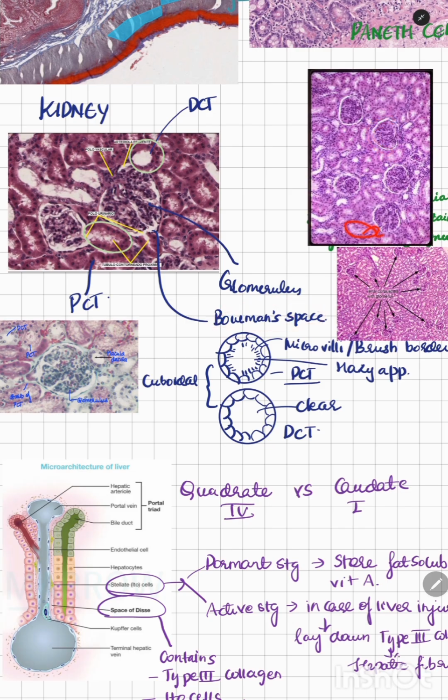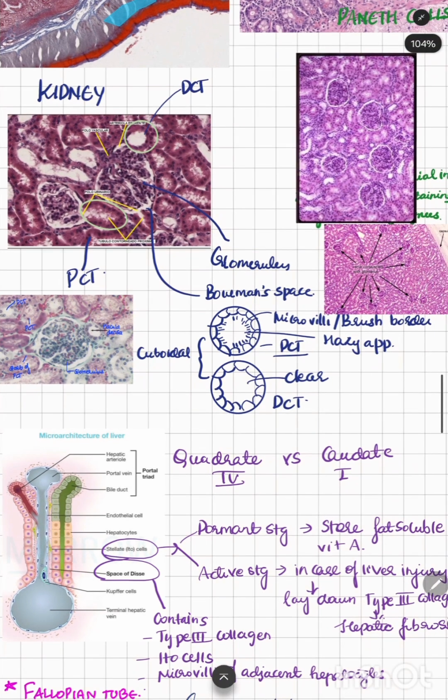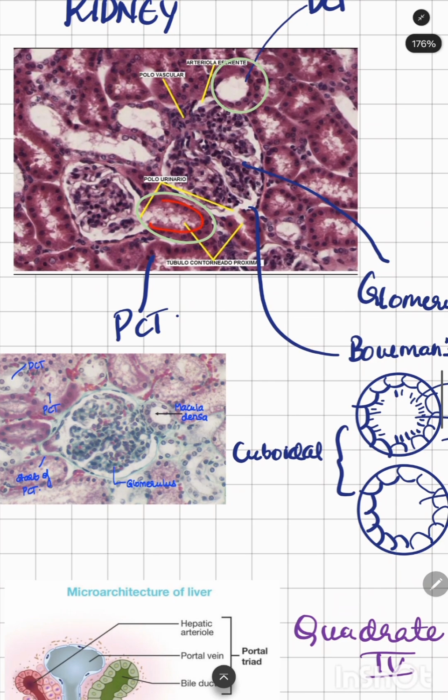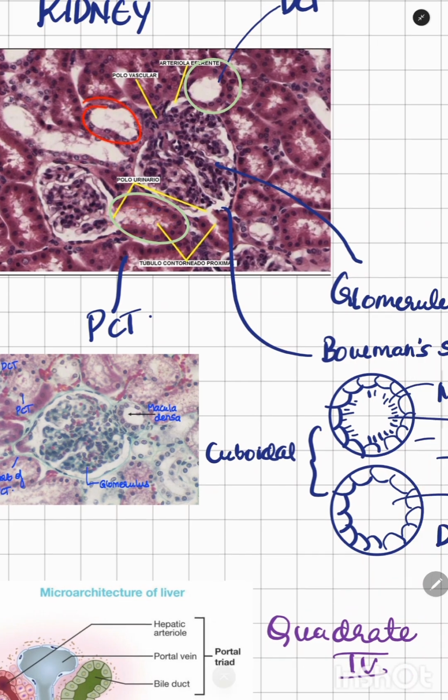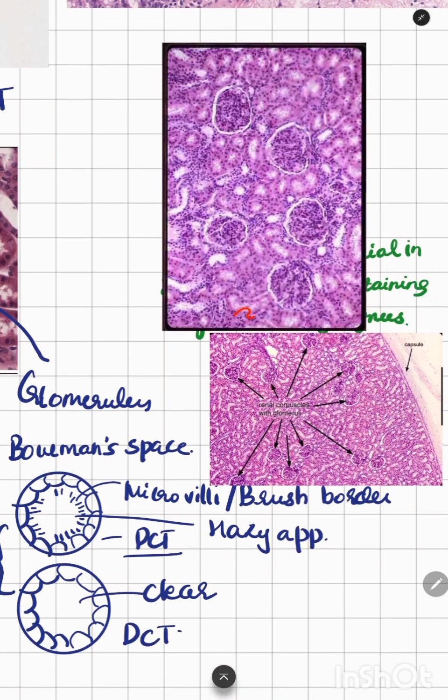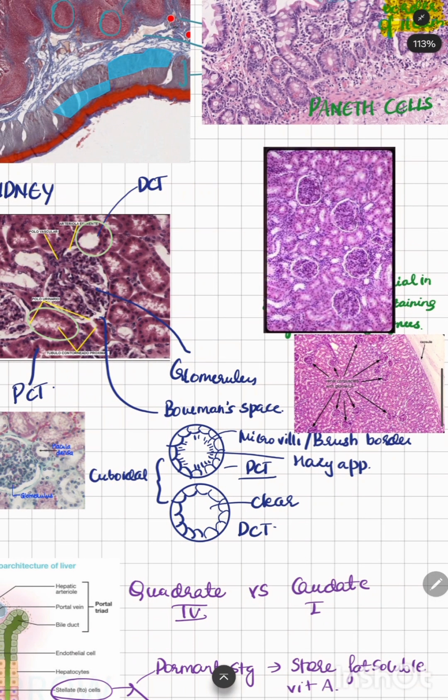And surrounding this you see PCT and DCT. It's not asked in exams, but it's good to know how to differentiate between PCT and DCT. PCT has a hazy appearance because of the presence of microvilli or brush border, whereas DCT has a clear appearance. I'll just show it in this picture. This is PCT, which has a hazy appearance, whereas this is DCT. Again, I'll show it here. This is PCT, this is PCT, PCT. This is DCT, which has a clear appearance, right?